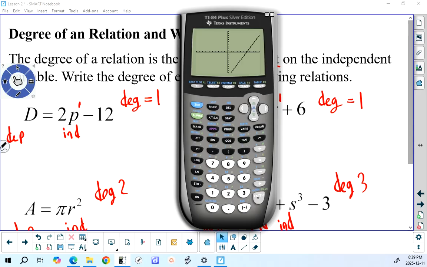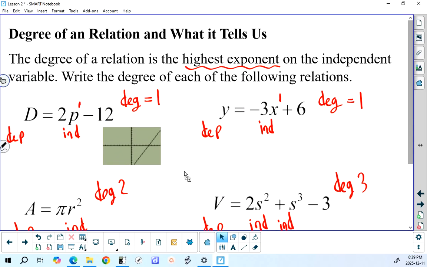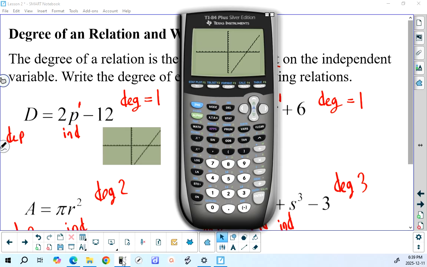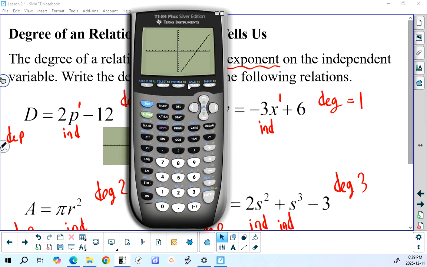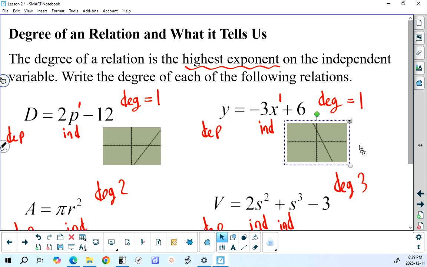This is what the graph looks like. And I want you to note that it's a straight line. If we take a look at the next one, negative 3x plus 6, I'm going to go back to y equals and enter negative 3x plus 6 and graph. What do we notice? It is a straight line. These first two are linear.